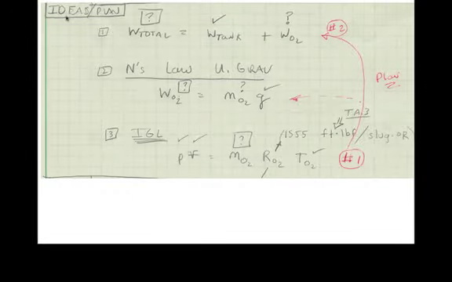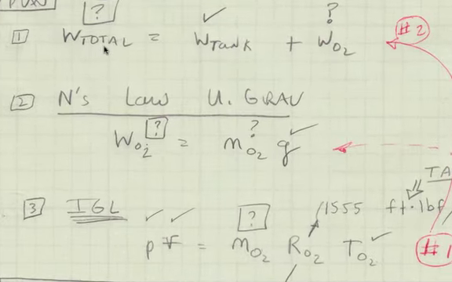When I generated ideas, I discovered this problem could be solved with three ideas. First, the total weight is the weight of the metal plus the weight of the oxygen. Second, weight and mass can be related with Newton's law of universal gravitation. Third, the mass of oxygen can be calculated with the ideal gas law. I'll demonstrate the process on the whiteboard.